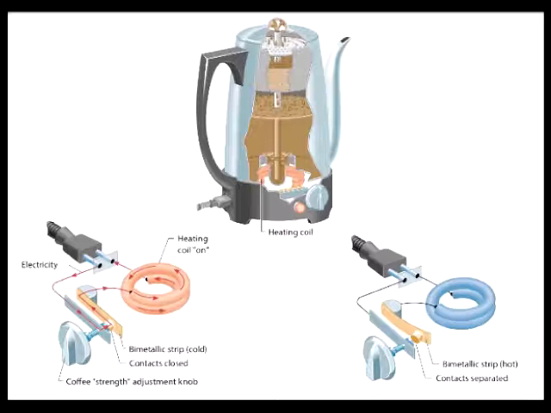Variations of the bimetallic strip are used in old-fashioned thermostats for controlling the temperature in houses and are sometimes calibrated and used as crude thermometers.